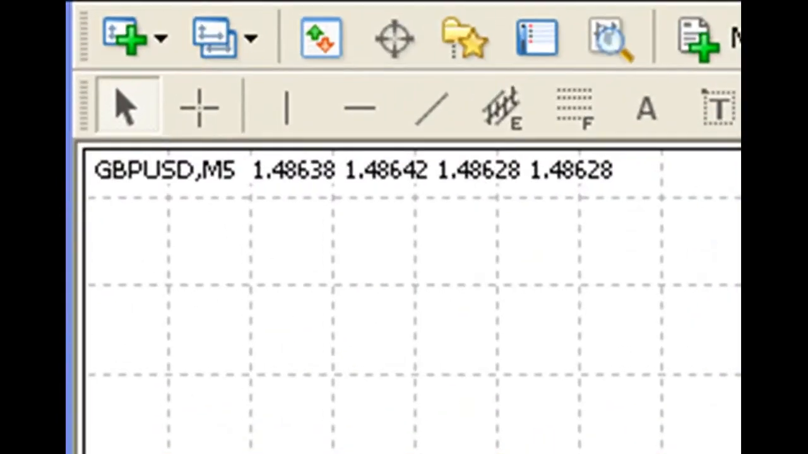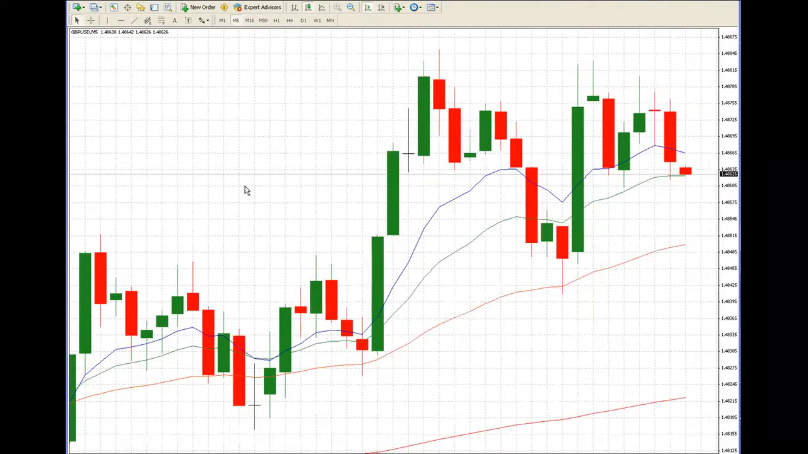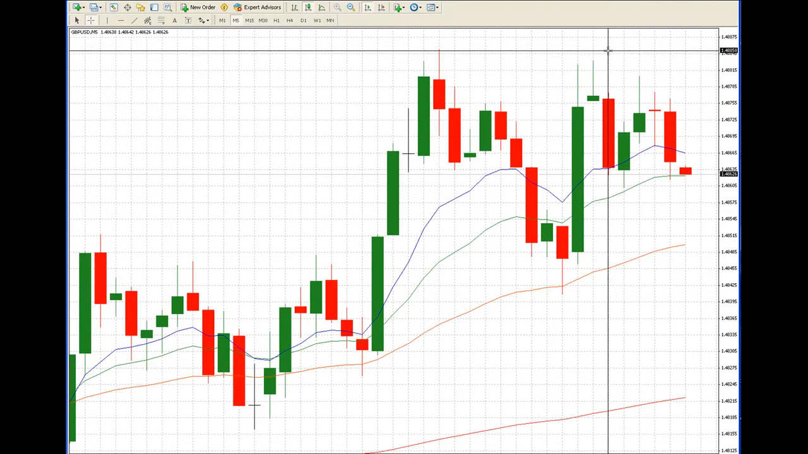Okay, so we've got GBP against US dollar on the 5-minute time frame. Now we've got an A, B, C, D forming here. So let me just quickly work out the points so we can put in the order and then we'll go through the trade in more detail.